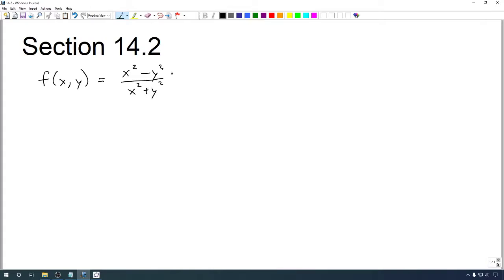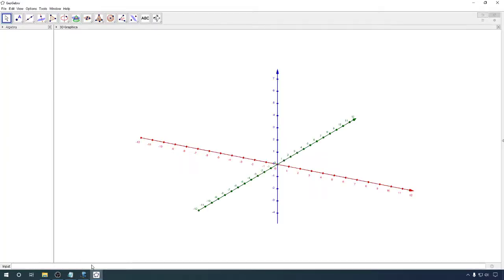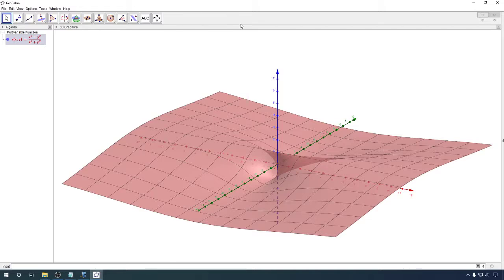We can immediately see that the domain of this function is everything except for 0, 0, because at 0, 0, the bottom of this function equals 0. And so things will break. But we want to know, how does this function behave around the origin? So let's graph it. We'll go ahead and put in x squared minus y squared, divide that by x squared plus y squared. And we get this surface here.